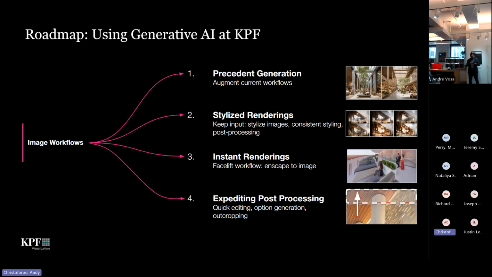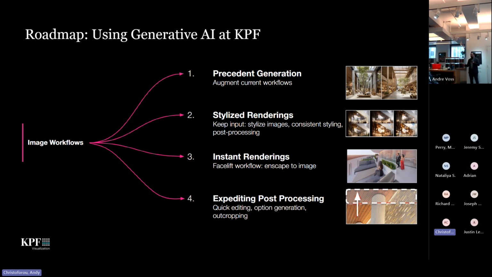So we're going to talk a little bit about what KPS is doing with AI. We've been monitoring all this AI stuff for the past year and a half. And what we've seen from our users, most of the generative AI work falls into 4 different categories. One is to generate precedent images. So instead of going to Pinterest or Google Images, you're able to generate project-specific images.